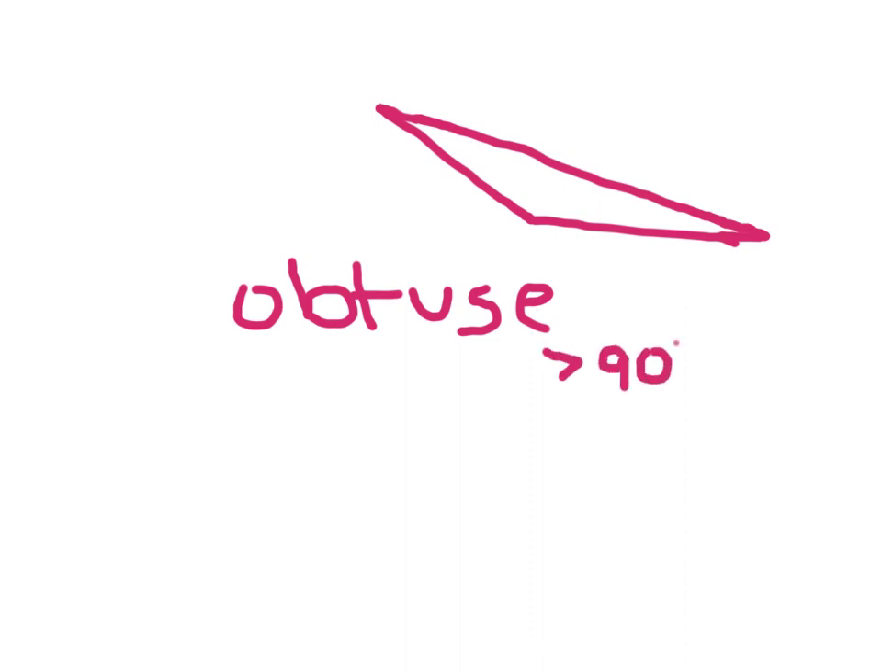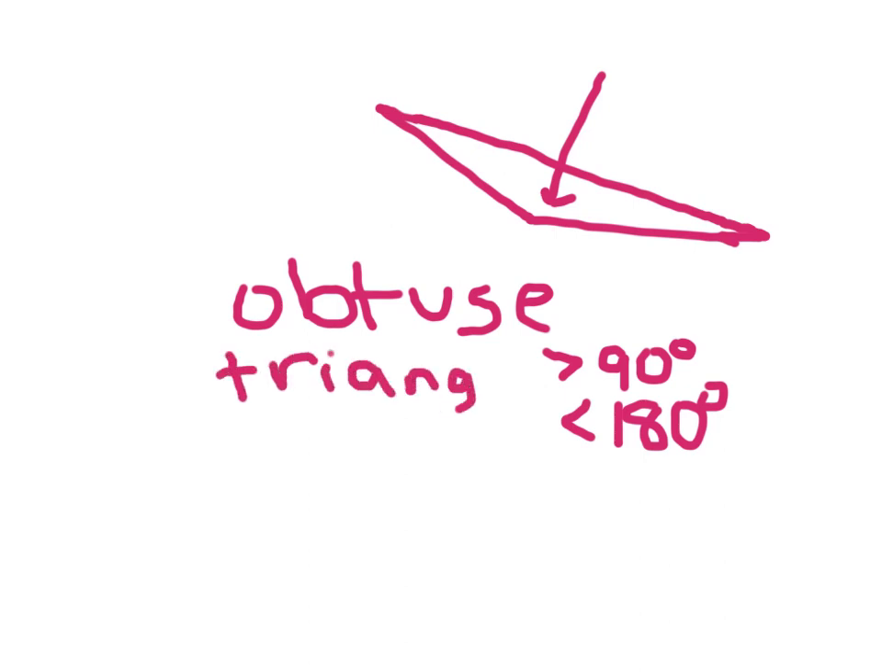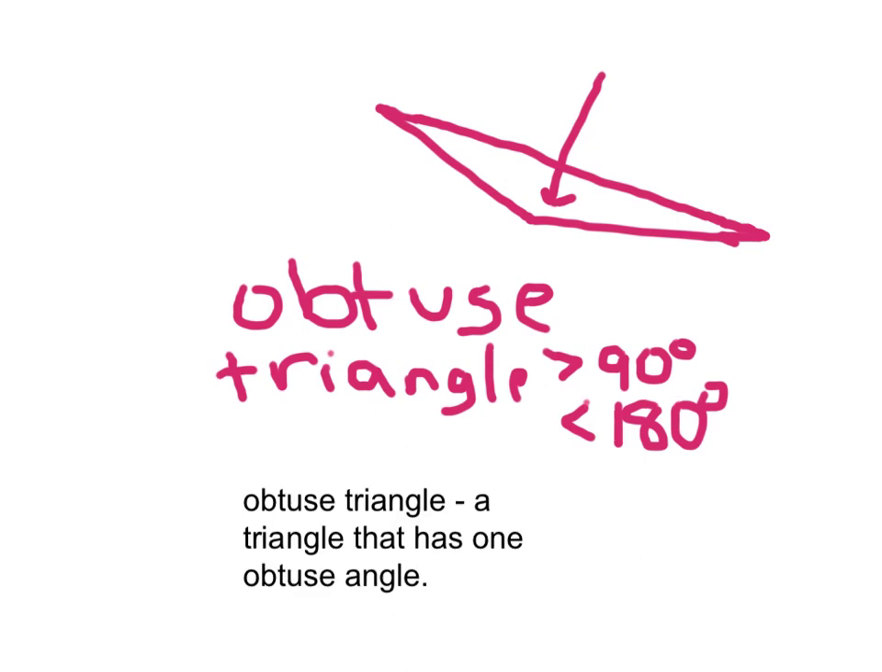This final triangle has what we call an obtuse angle in it. That obtuse angle is an angle that is greater than 90 degrees but less than 180 degrees. This is the angle we're talking about. That's the obtuse one. The other two angles are acute angles. That's why we call this an obtuse triangle. And there's the definition: an obtuse triangle is a triangle that has one obtuse angle.